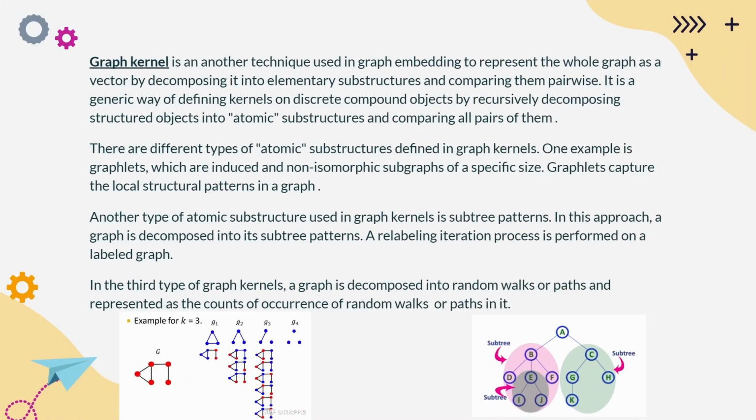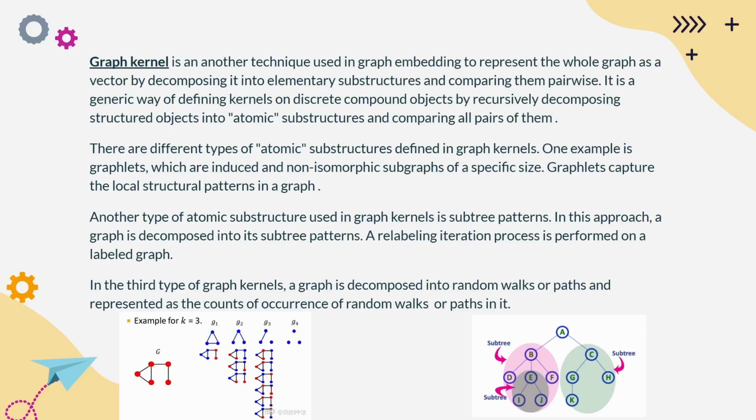Next, we look into graph kernels. It is another technique that is used to generate embeddings and represent the whole graph as a vector by decomposing it into elementary substructures and comparing them pairwise. These atomic structures are called graph kernels. One example is graphlet, which is an induced and non-isomorphic subgraph of a specific size. Graphlet captures the local structure patterns in a graph.